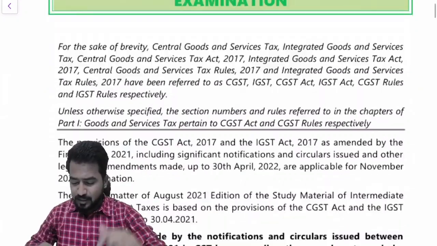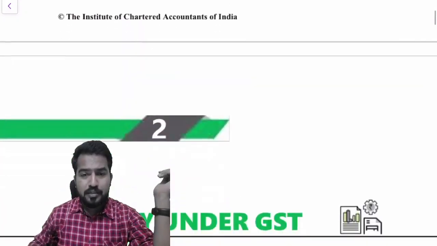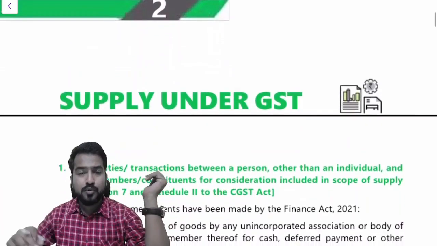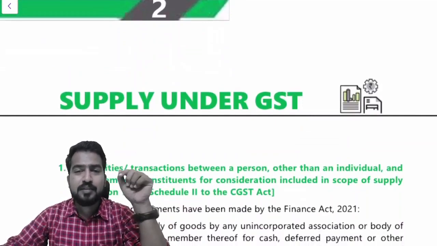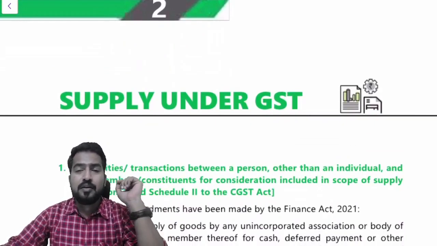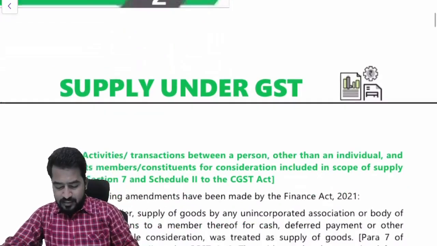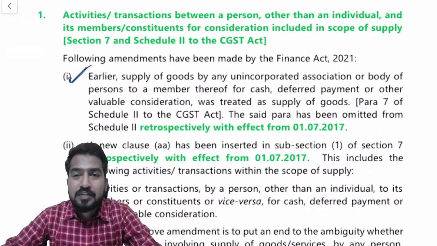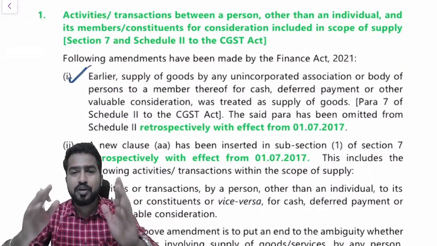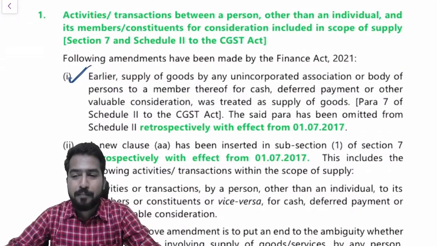Coming to the amendments chapter wise, if you take the statutory update, first let us move on to unit number 2, supply. So under supply, what are the amendments we are going to see? Please understand, first of all, if you remember, section 7 subsection 1 is completely talking about what is supply.